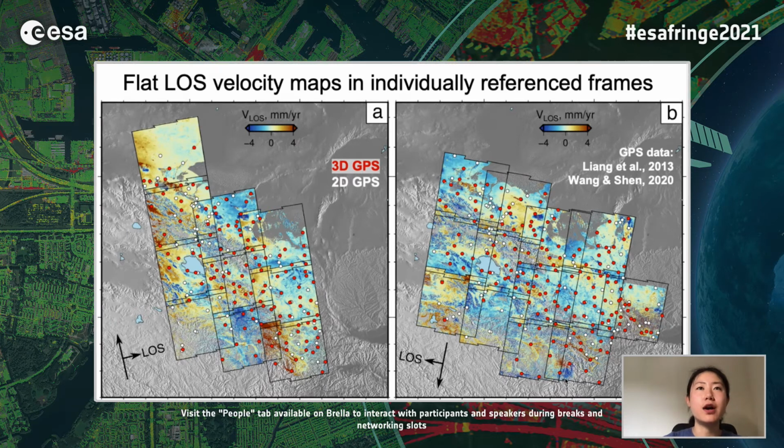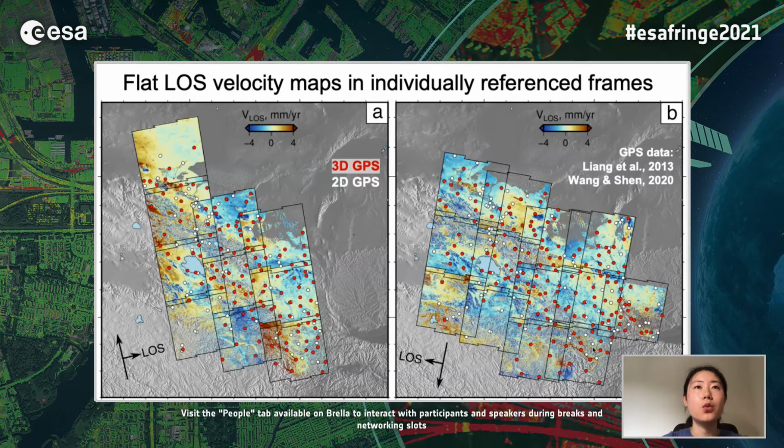The direct outputs from the above processing chain are flat line-of-sight velocity maps, which are individually referenced to a point chosen manually in each of the frames. As a result, we can see offsets between the frame overlaps and between the track overlaps. The next challenge is to put all the frames into a common reference frame while preserving the high quality of the InSAR data, so as to get a coherent regional velocity map.